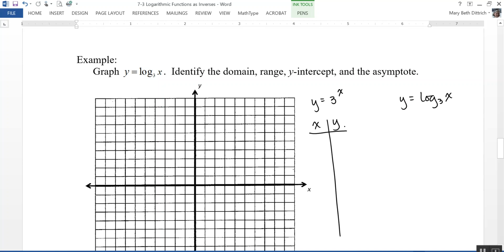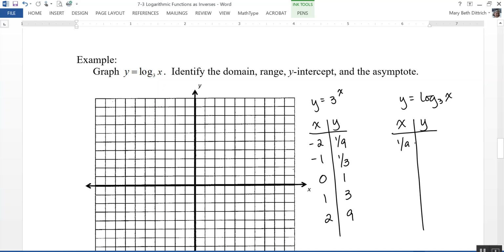So for y equals 3 to the x, I'm going to do -2, which is going to give me 1/9, -1, which gives me 1/3, 0, 1, 1, 3, and 2, 9. Now, my table of values for y equals log base 3 of x is going to be just those values switched. So when x is 1/9, y is -2. When x is 1/3, y is -1, 1, 0, 3, 1, 9, 2.